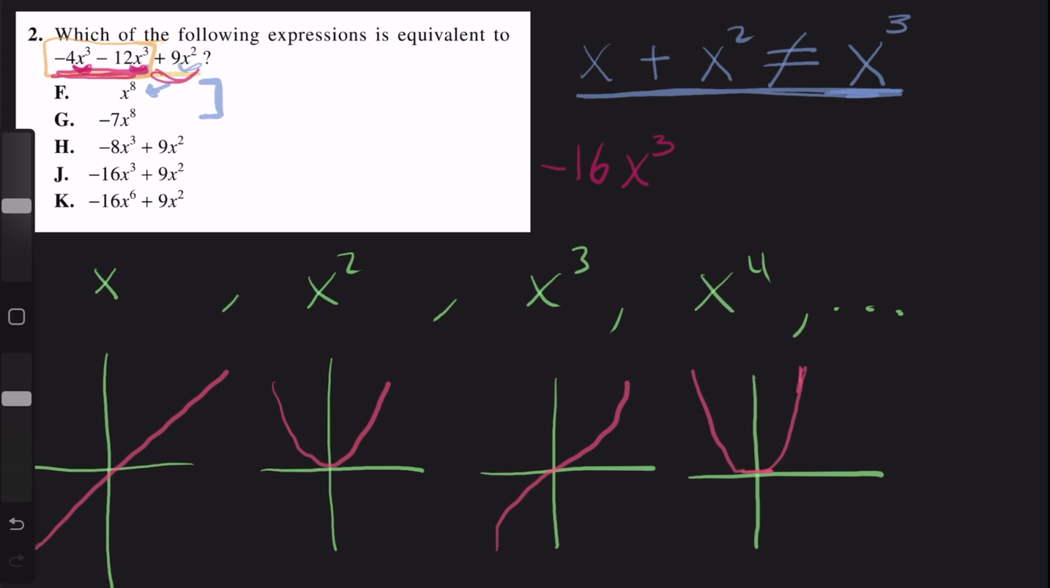And because the other part of this polynomial has no other contributions that we could add or subtract, that term remains the same. So by this, we are now able to say that J here is the answer.